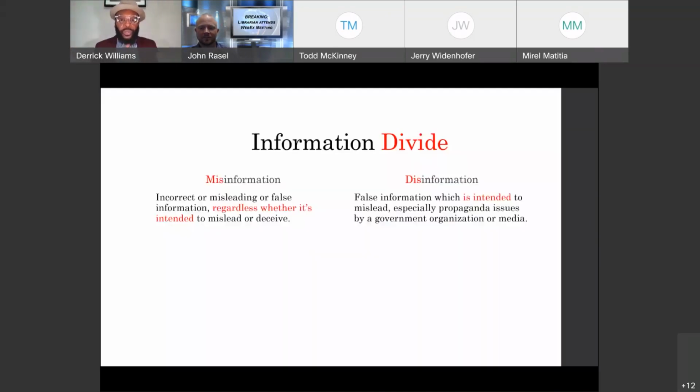to now this endless stream flow of information, which has moved us to the information divide, or what we call disinformation and misinformation. So misinformation is incorrect or misleading or false information, regardless of whether it's intended to mislead or deceive. That's really important. And then we have the intentional side of incorrect information. It's called disinformation, which is intended to mislead, especially propaganda by government organizations or media, and that can also be by individuals as well.